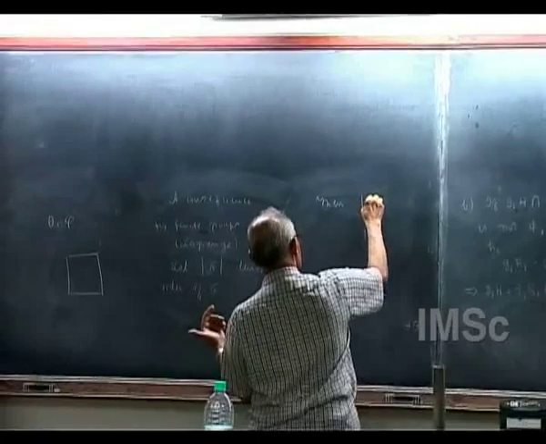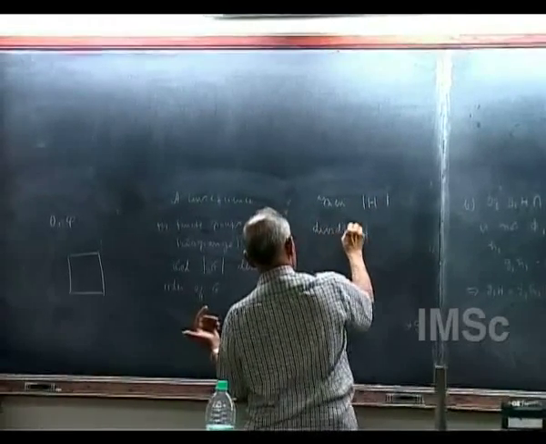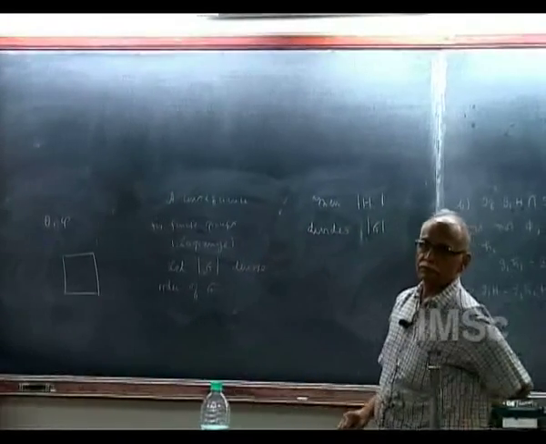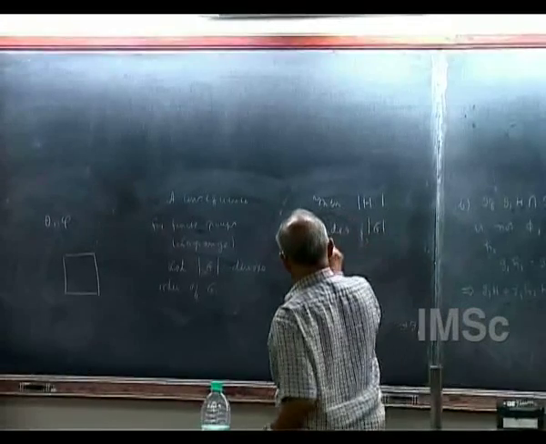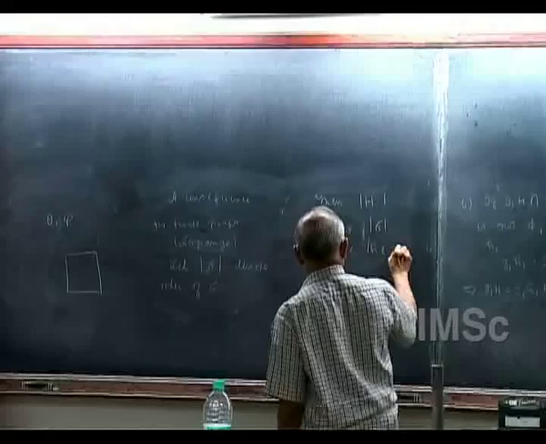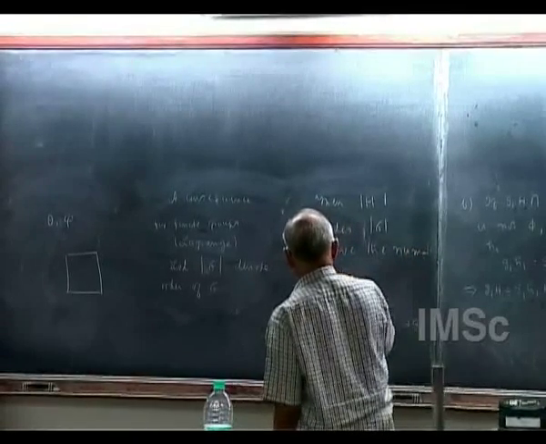Then the order of the subgroup H divides the order of G, to give the number of cosets, left or right.